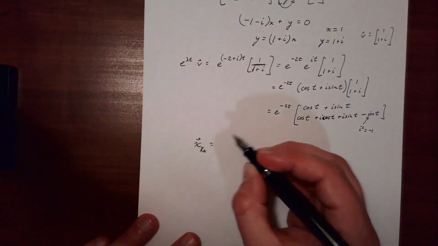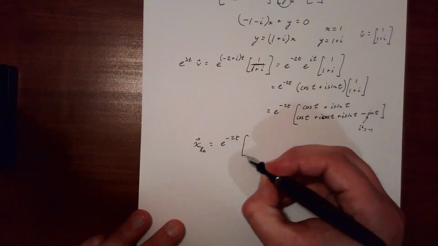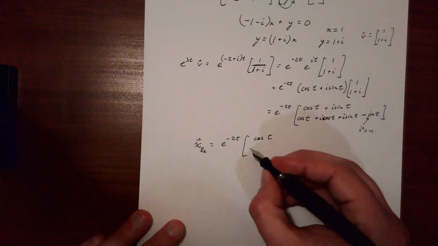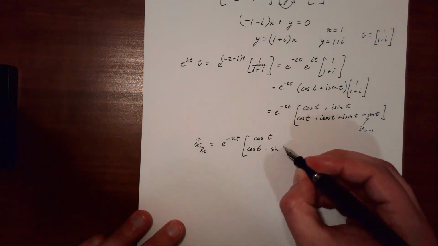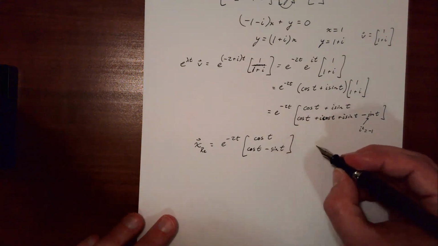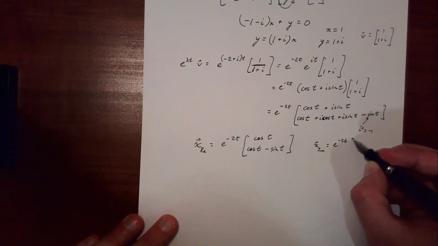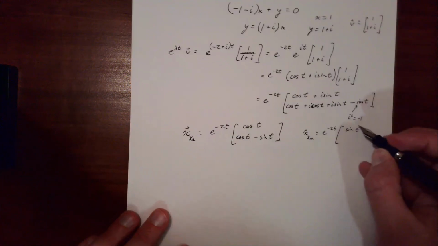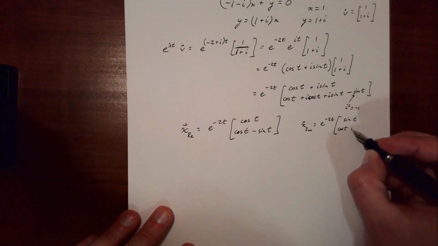So x real would be the e to the negative 2t. And now I just look at all the terms here that don't involve an i. It's going to be a cosine t up top, and a cosine t minus sine t down below. And the x imaginary is going to be e to the negative 2t times sine t, so again, we don't write the i's here, cosine t plus sine t.